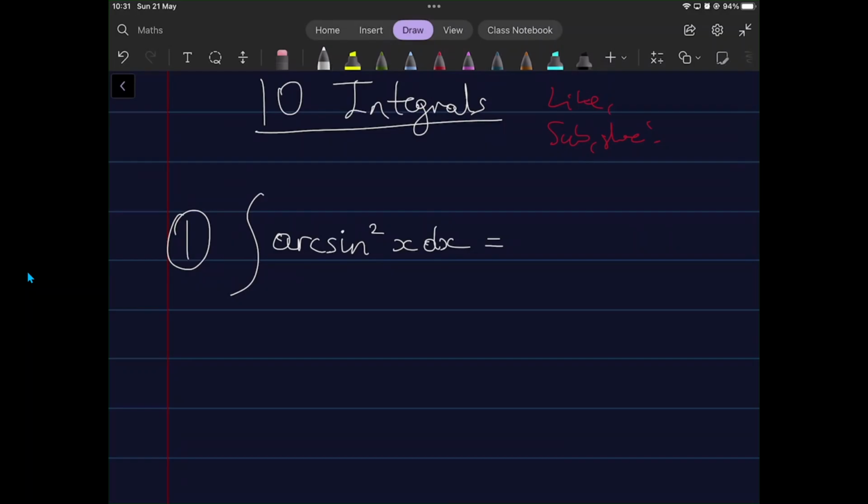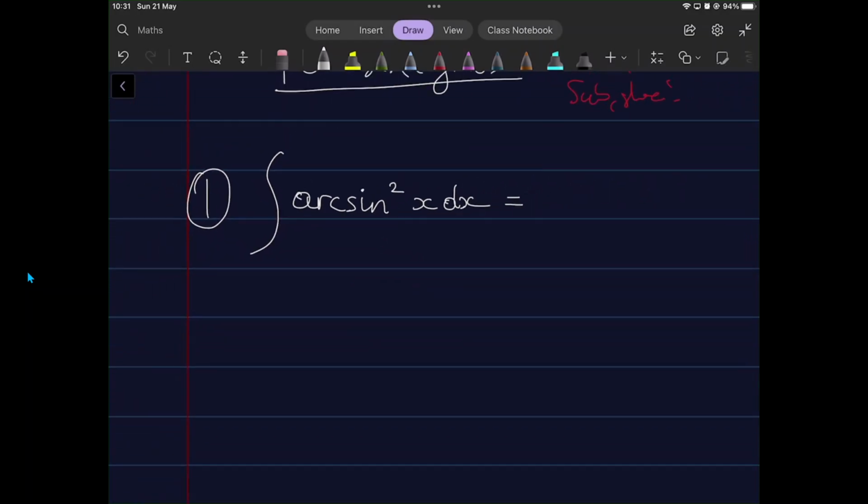So, what's our first integral? It is the integral of arc sine of x all squared. Just a reminder, I think 2 videos ago or something, there was a little bit of confusion. Arc sine just means inverse sine of x. So this integral, I could write it like this as well. It doesn't matter which way you write it. For me personally, the way I've written it looks nicer.